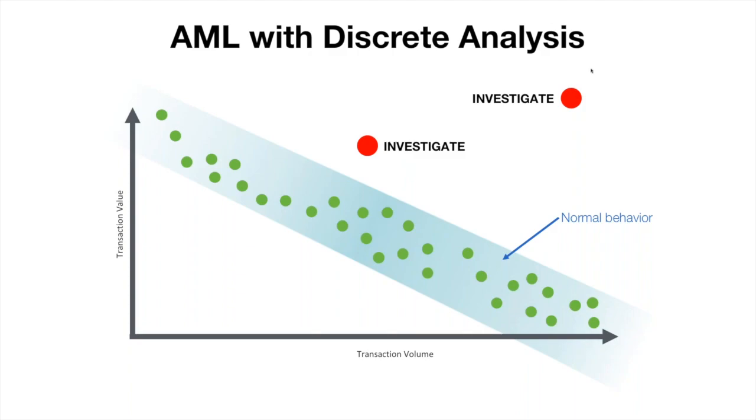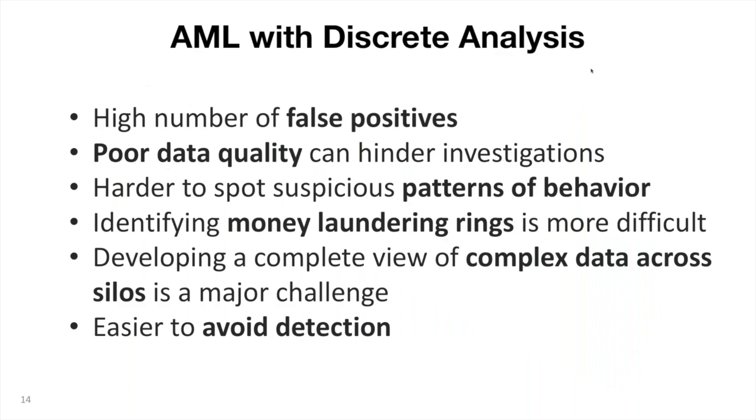Whereas the normal behavior passes through the filters. The problem with this is that there tend to be a lot of false positives, and poor data quality can really be an issue, right? You might get misspelled names. Sometimes your data isn't very clean, and that can cause problems with both your analysis and your alerts.